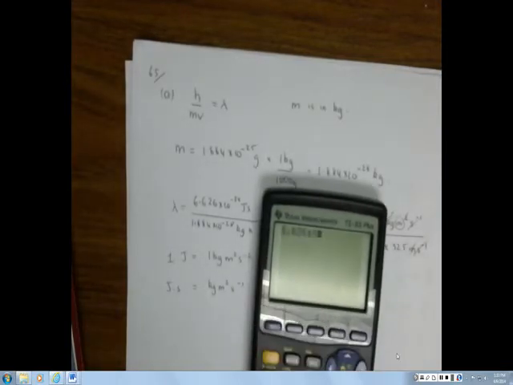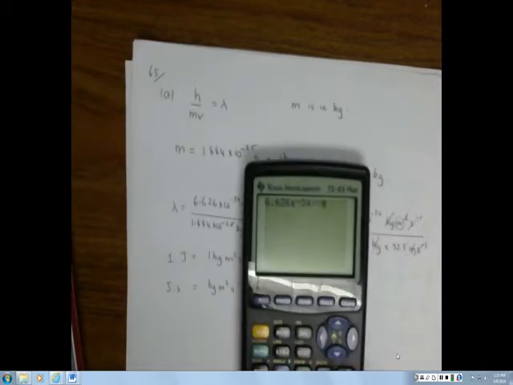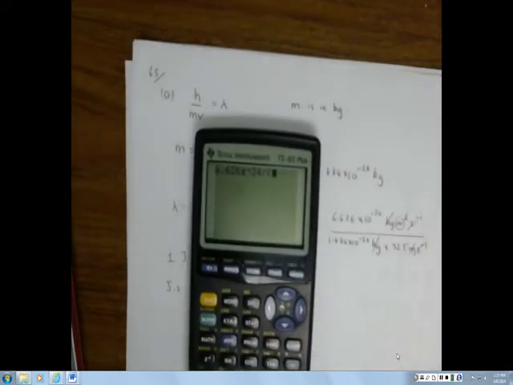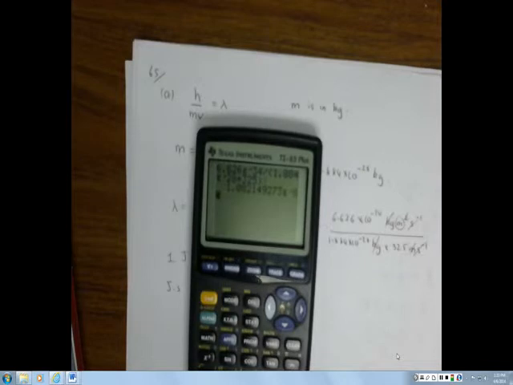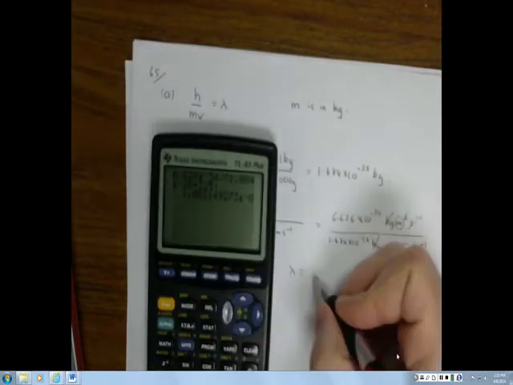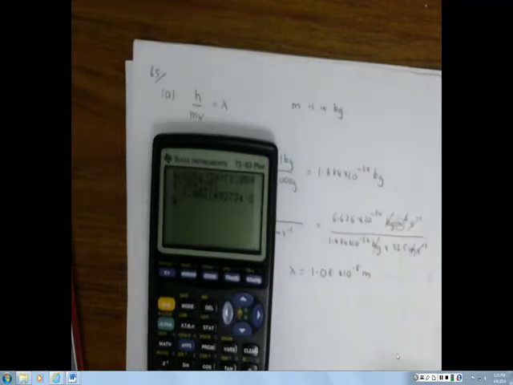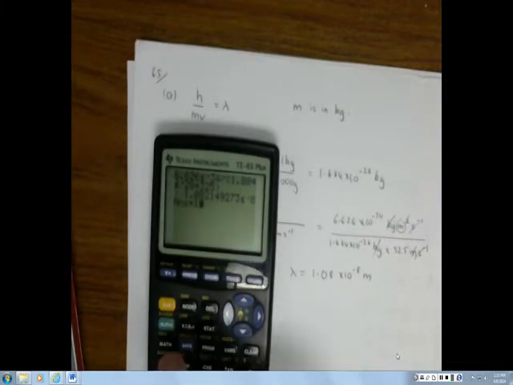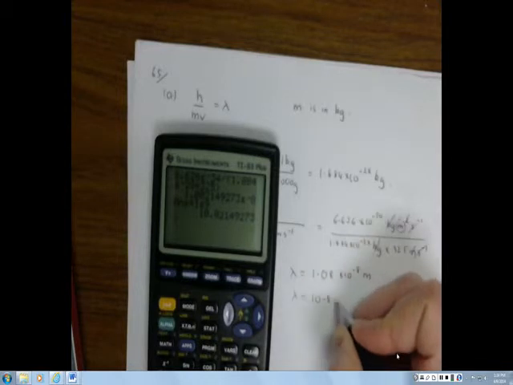6.626 second function e to the minus 34 divide, and this is important, on the bottom line here, because we've got more than one thing, we need to make sure that we put parentheses, 1.884 second function e to the minus 28 times 325, and I got 1.08 times 10 to the minus 8 meters. And if you wanted to, you could turn that into nanometers. And lambda is 10.8 nanometers.